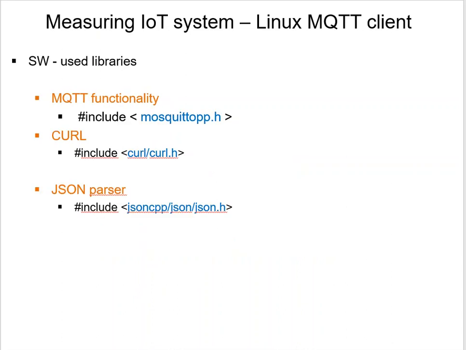And the libraries that we are using in here is this MQTT library. It's called Mosquitto PP, and then we are using this cURL library, which is used to send the HTTP REST API messages, and a JSON parser is used for parsing the incoming JSON message or the JSON format from the MQTT message.